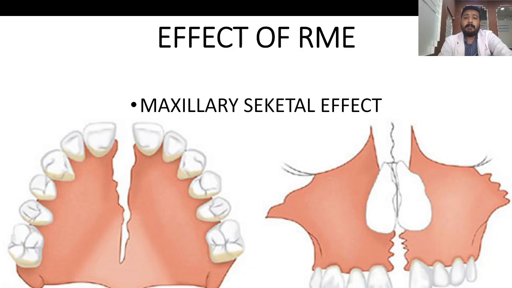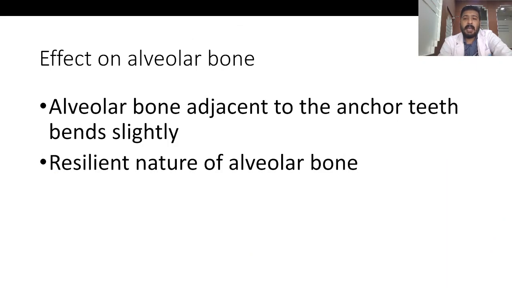So by doing RME, what are the effects that come into play? The first and foremost is your maxillary skeletal effect, where RME leads to opening of the mid-palatal suture. How does the opening come about? It is a V-shaped opening that takes place, where you have more opening in the anterior region than in the posterior region. The effect on alveolar bone is by bending of the bone itself.